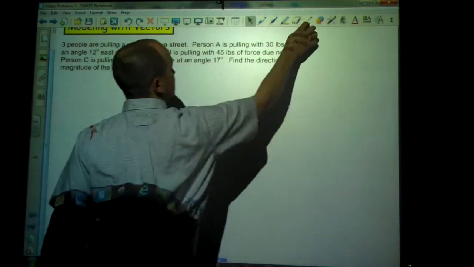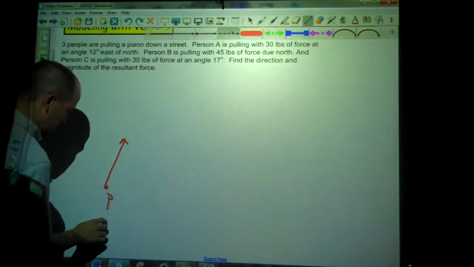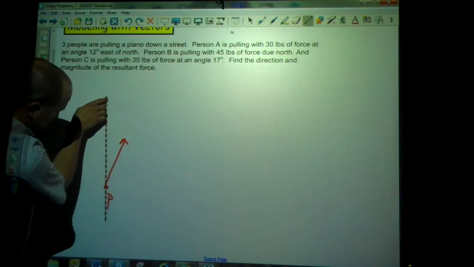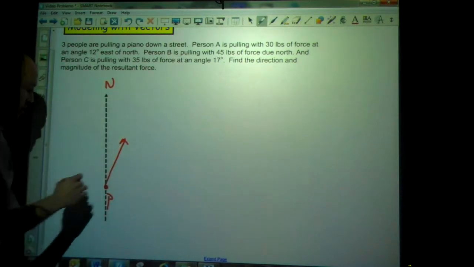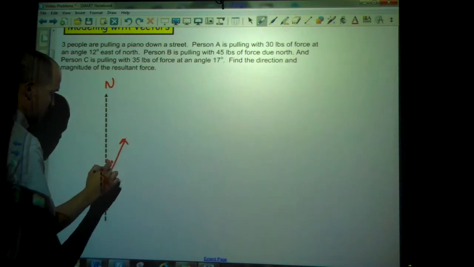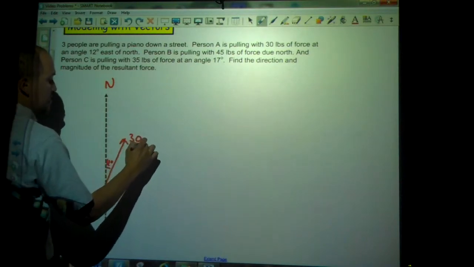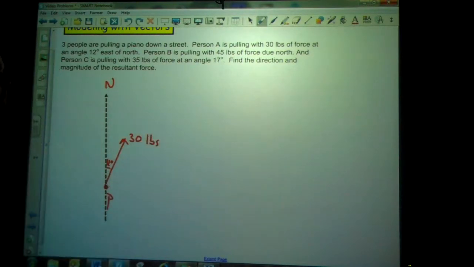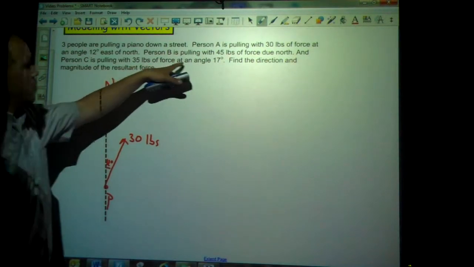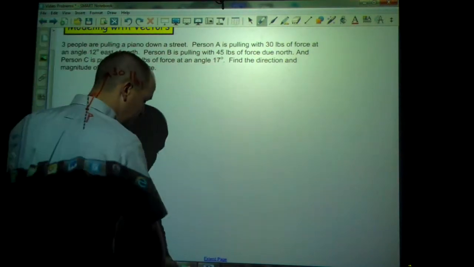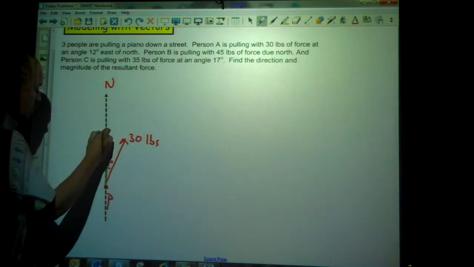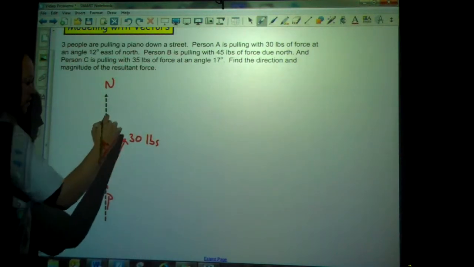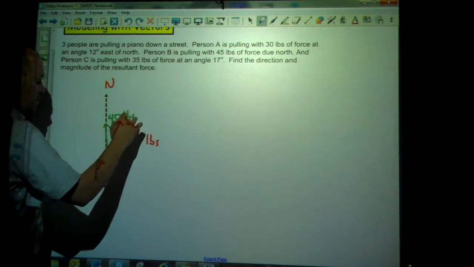And I'm actually going to draw in a dotted line. Let's pretend that that is north. So this angle here is 12 degrees. And the magnitude of it is 30 pounds. Person B is pulling 45 pounds of force due north, so straight north. I'm going to draw that arrow a little bit longer because it's a little bit more force.